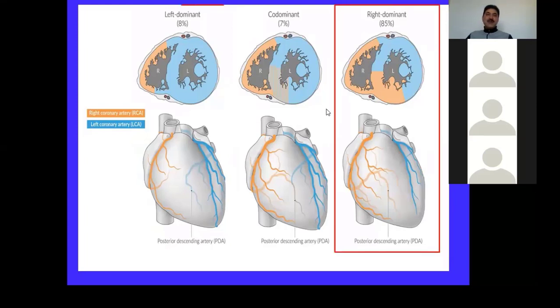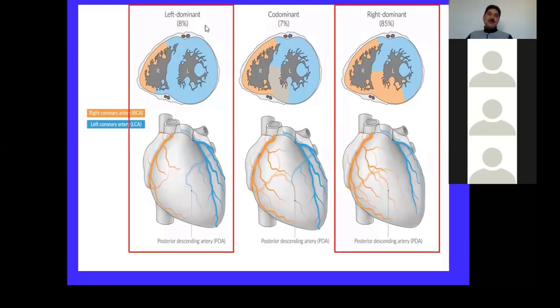Now, if we go to this diagram, that is the left dominant. Whole of the septum is supplied by the left coronary artery. God forbid if there is an infarct. In addition to the left ventricle, whole of the septum is affected. Are you getting me? Am I audible to you?